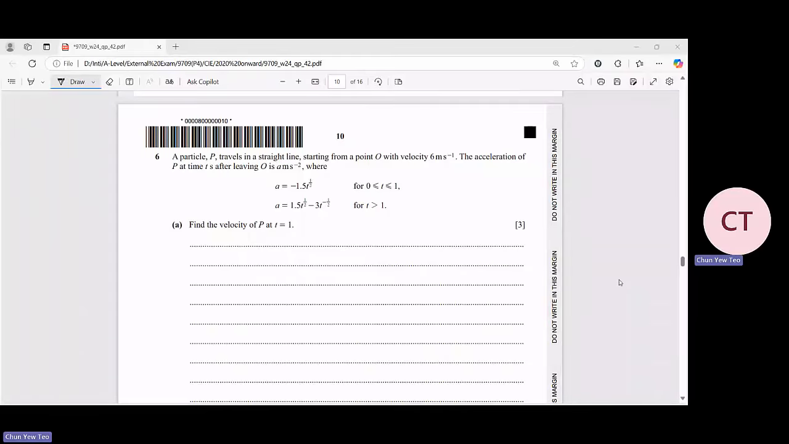Now take a look at question number 6. The particle P travels in a straight line starting from a point O with a velocity of 6 meters per second. The acceleration of P at time t seconds after leaving O is a meters per second squared, where a is defined as follows here. Find the velocity of P at t equals 1.